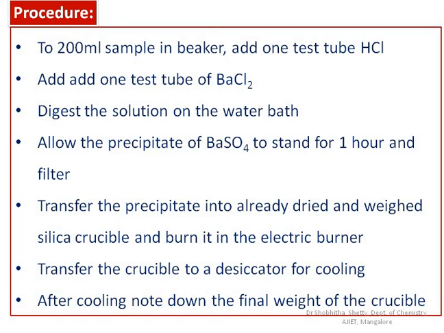So this is how easily we can analyze the sulfate content in a given water sample. We are following the gravimetric method here. The main thing is we need to convert the analyte, that is sulfate, into its precipitate form, barium sulfate, by adding barium chloride reagent.